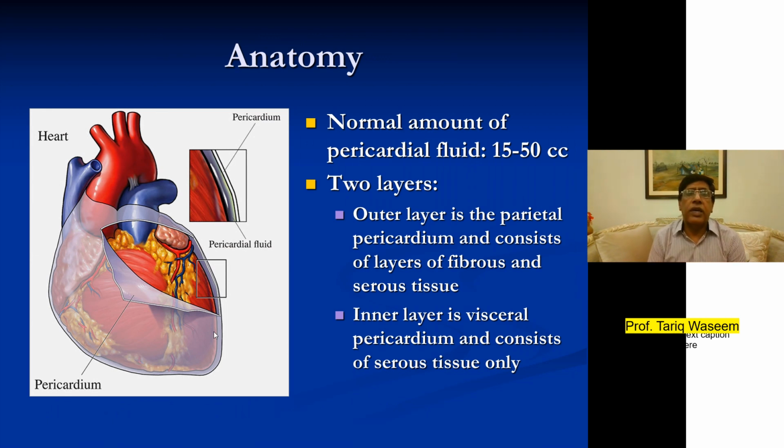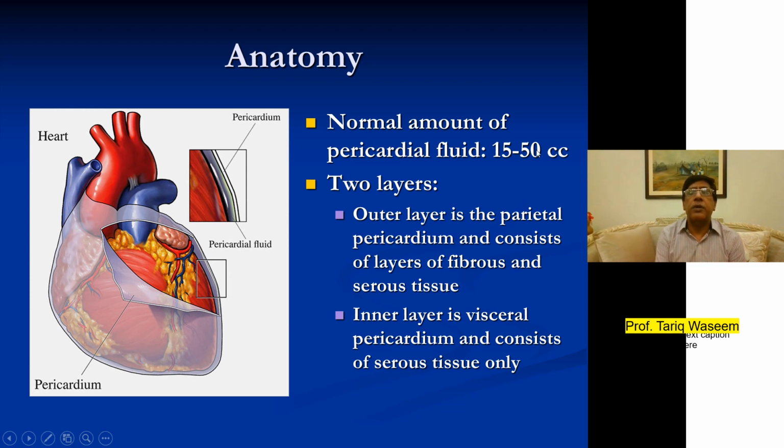Something about the anatomy of the pericardium. You must recall that the pericardium, like all other layers wrapping the viscera, has two components. One is just adjacent to the heart, which is called the visceral pericardium, and then there is an outer layer which is called the parietal pericardium. You can notice this one is the parietal pericardium, and there is a slight space in between these two which is called the pericardial space.